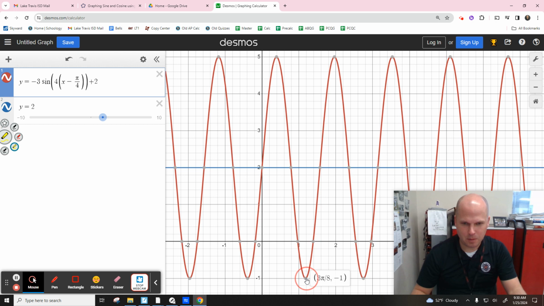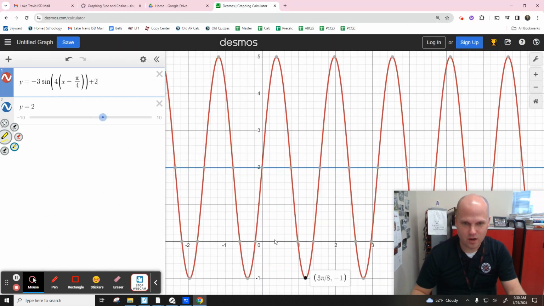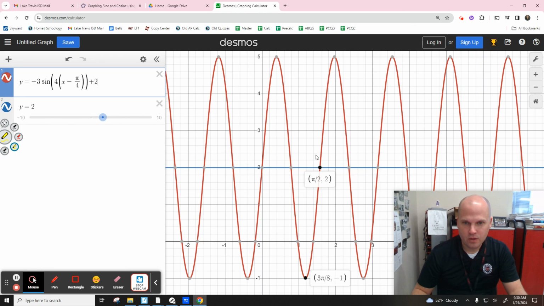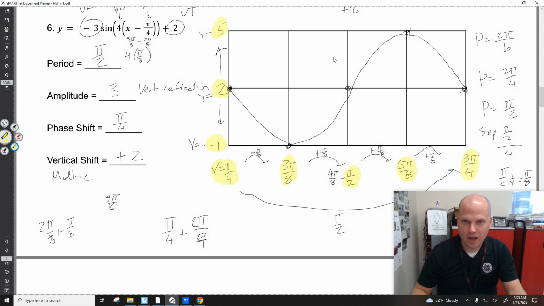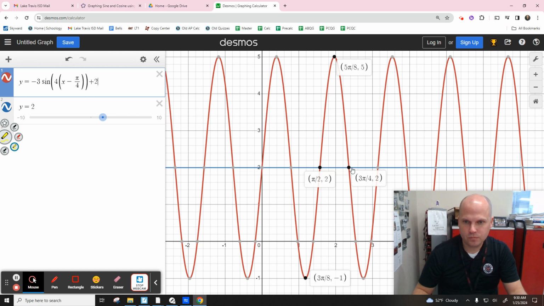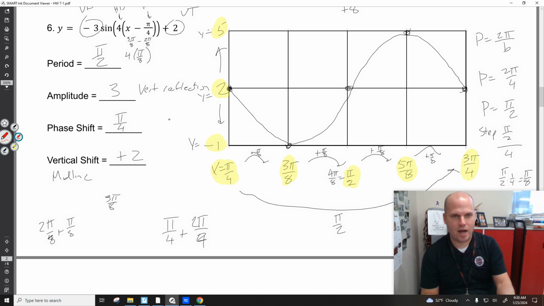I then hit a minimum. 3 pi over 8, -1. Pi over 2, 2. 5 pi over 8, 5. 3 pi over 4, 2. Boom. We got it. If you want to graph your y-axis and your x-axis, the y-axis would fall right here.